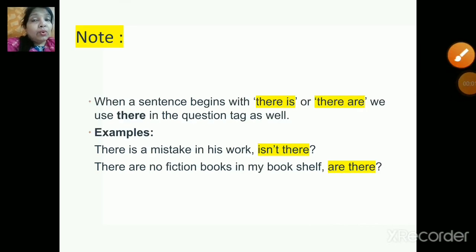Now, children, one more rule. When a sentence begins with there is or there are, we use there in the question tag as well. So, there is a mistake in his book, isn't there? There are no fiction books in my bookshelf, are there? So, yes, children, this is how we use the rule for there.